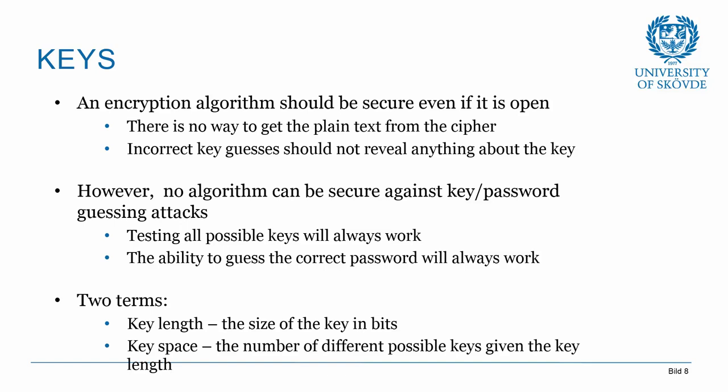And then we also need a property that incorrect key guesses should not reveal anything about the actual key, because we have the ability to test many different keys, and if any incorrect key reveals something little about the actual key, then we will eventually decipher the whole key using this process. However, no single algorithm can be secure against key or password guessing attacks. Key or password guessing attacks means that we test all possible keys, and that will always work. It's just a matter of time. And instead of trying the key, we can try the passwords instead, and we try all possible passwords, and the rules are the same. It will always work.